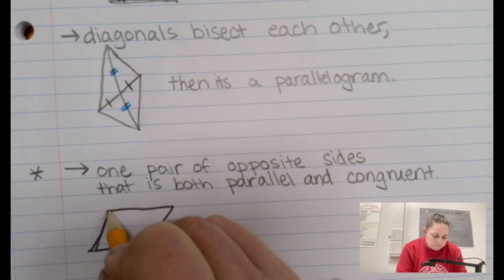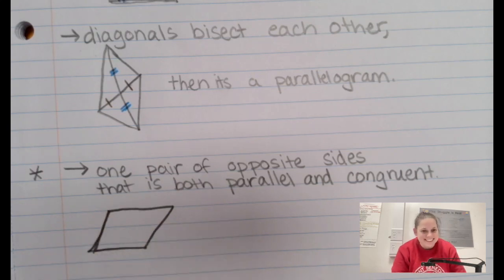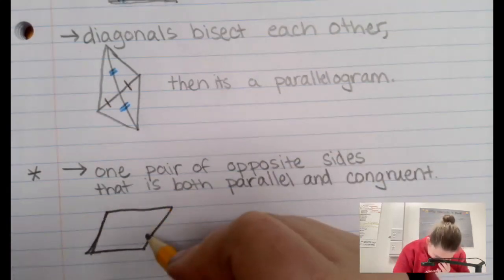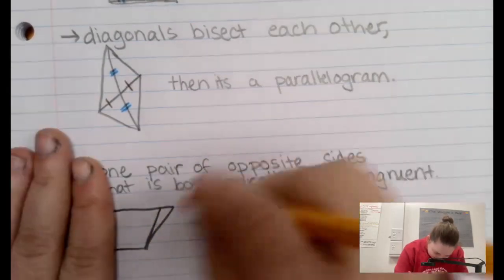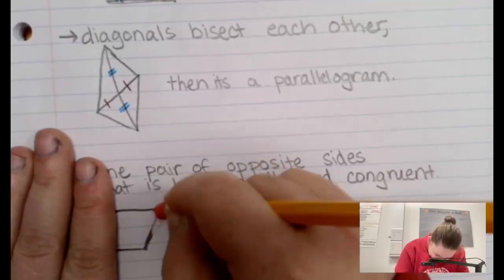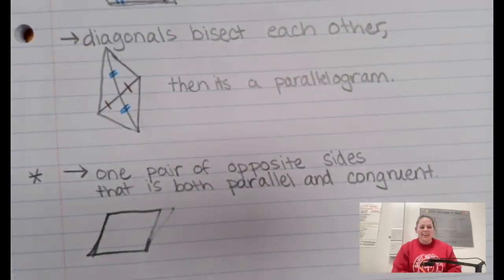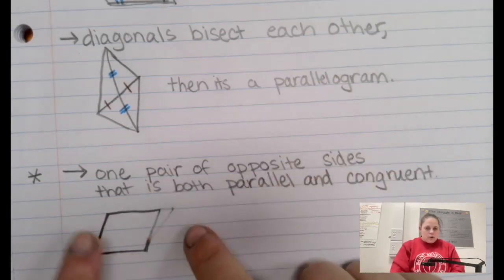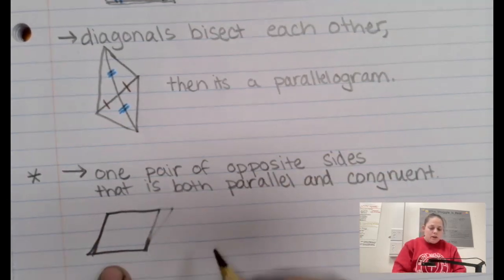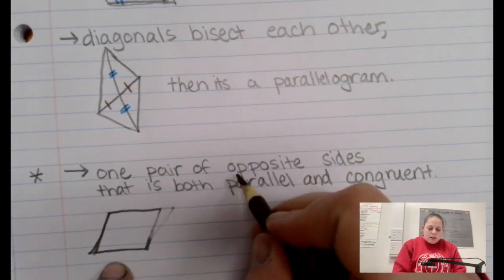Ooh. It's really bad parallelogram. Let me do that. Okay. There we go. That's better. Okay, so I'm looking at opposite sides. So it could either be these two or it could be these two. Okay, and first I need to know that they are parallel.